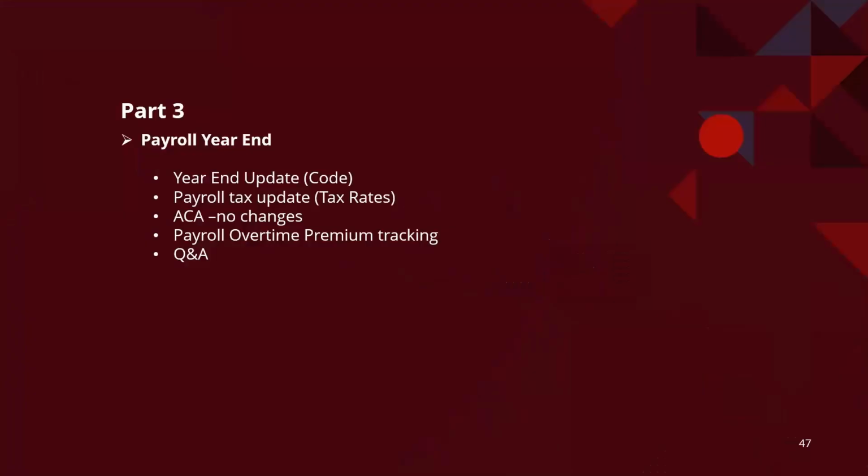So part 3 is for payroll. If you don't have payroll, you can feel free to drop off at this point. There are 2 different payroll updates. One is a year-end update, which is code. The other is a payroll tax update, which is just a tax rate update. Then there's usually ACA, but there's no changes this year for that. And then there's a new payroll overtime premium tracking that we need to go over.